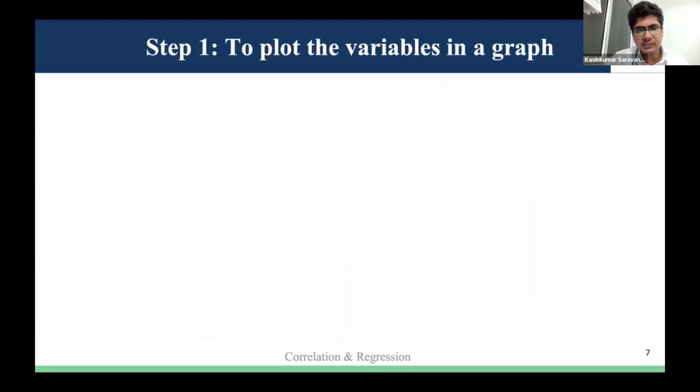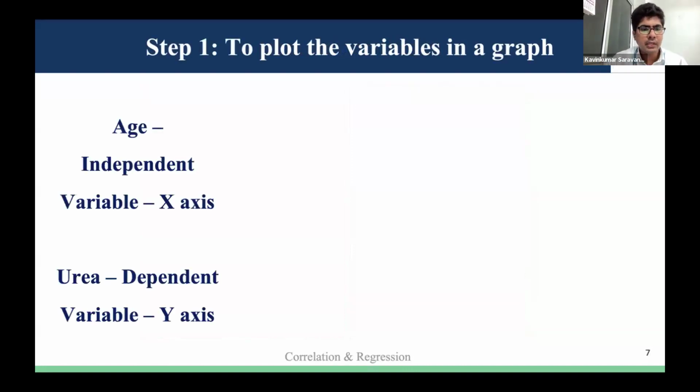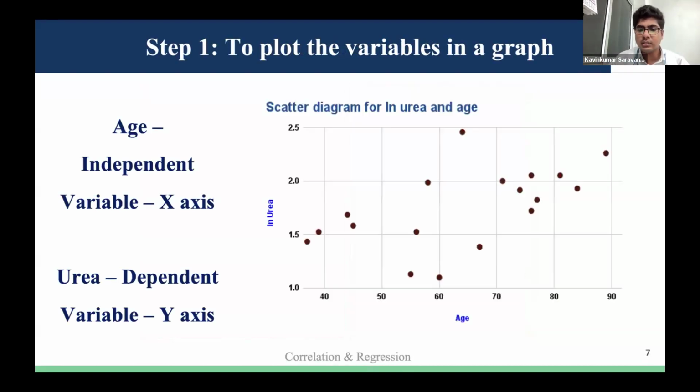So now in the first step, we are going to plot these variables that are given in the data in this graph. We already mentioned age being an independent variable, we will plot it on the x-axis, and urea being the dependent variable, we will plot it on the y-axis. So when you do this, you will get some graph like this, age being on the x-axis and urea being on the y-axis, and we will plot this data in this graph.